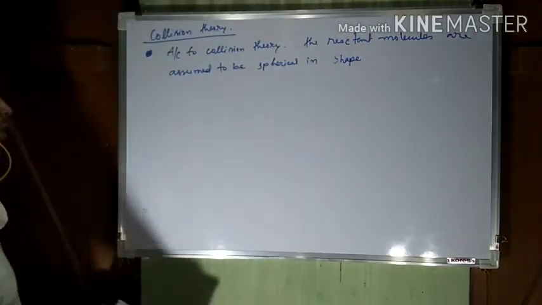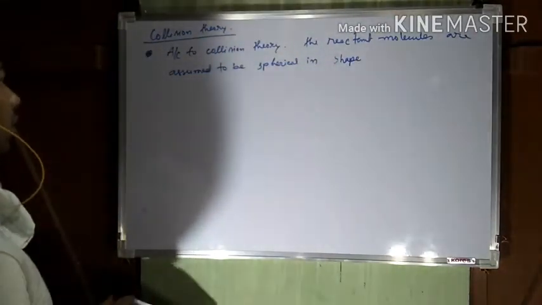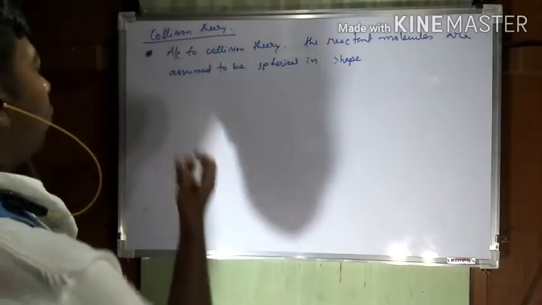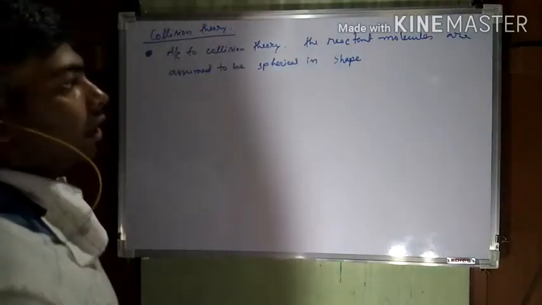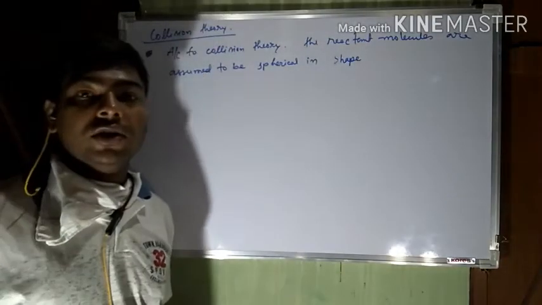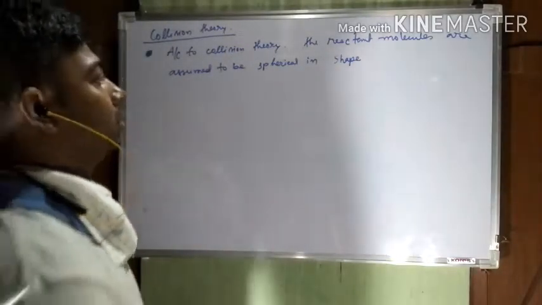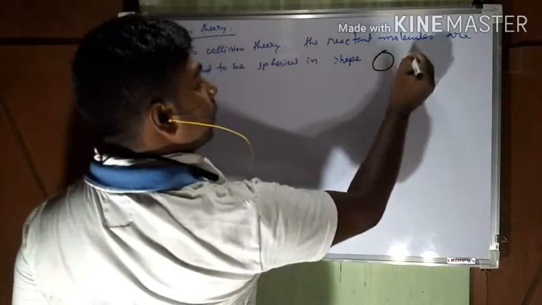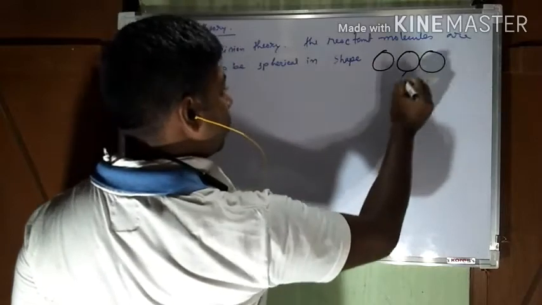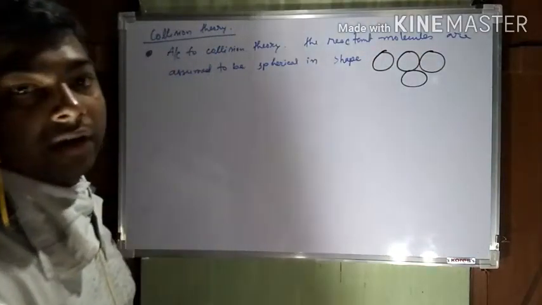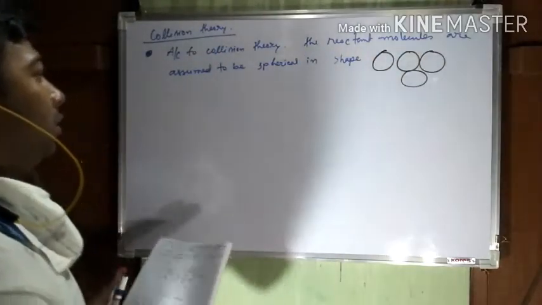See, the first postulate of collision theory is that, according to collision theory, the reactant molecules are assumed to be spherical in size. That means all the reactant particles are spherical, not in different shapes. Okay. Second postulate.